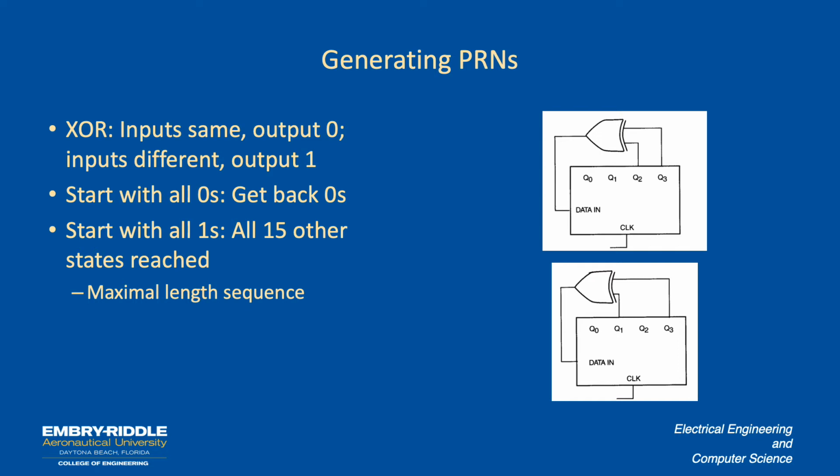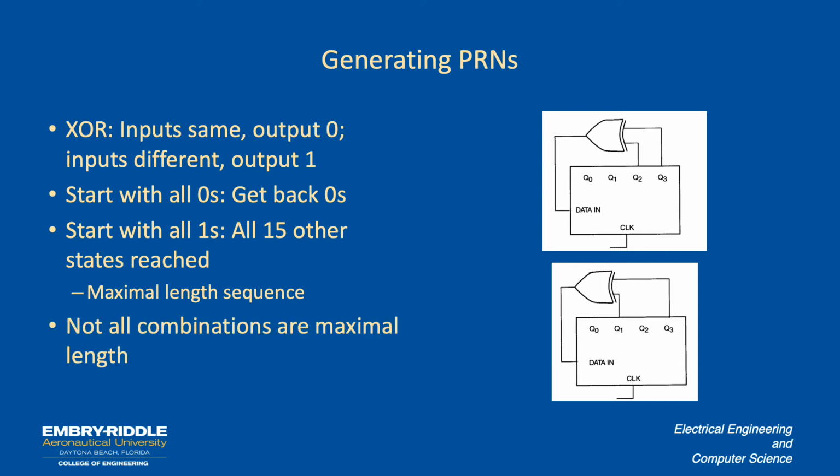On the other hand, if we start with all 1s, then you'll show in the exercise that you can reach all 15 other states. So it'll start with all 1s, it'll reach all 15 other states, and then it will repeat. And that's what's called a maximal length sequence. When you have an n-bit shift register, then you can generate a 2 to the n minus 1 long maximal length sequence. In this case, it's going to be a 15-point sequence, because our shift register has 4 bits. 2 to the 4th is 16, less 1 is 15. These are also what are called gold codes.